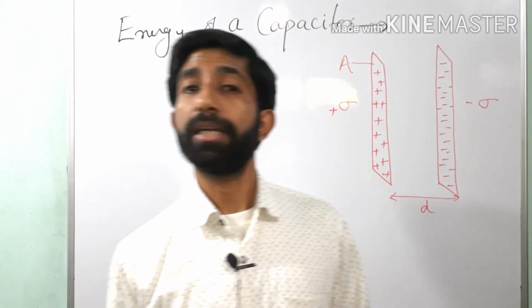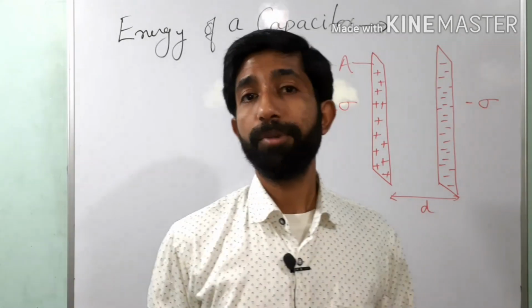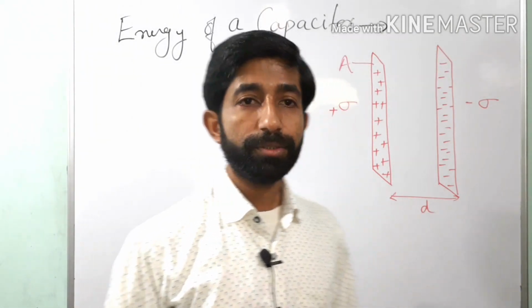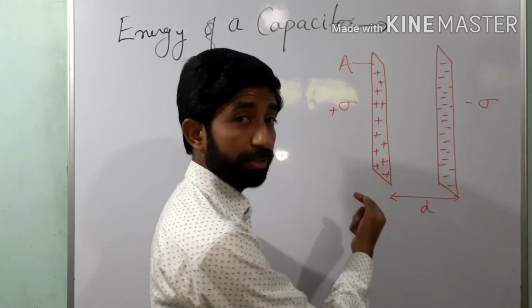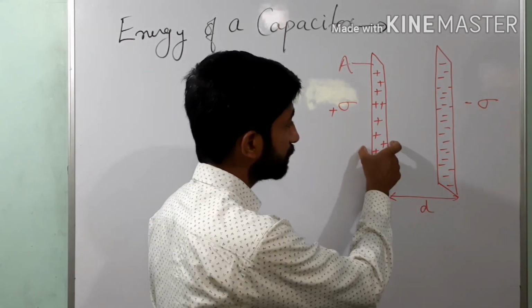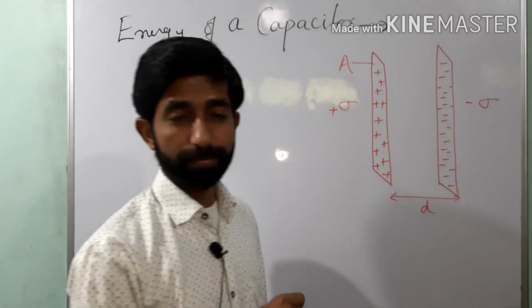Initially, when these two plates are not charged, we simply transfer electrons, or negative charge, from this plate to that plate.